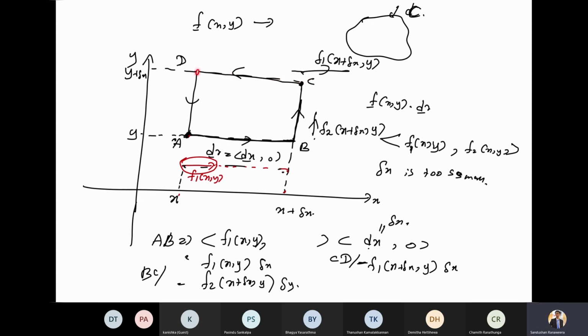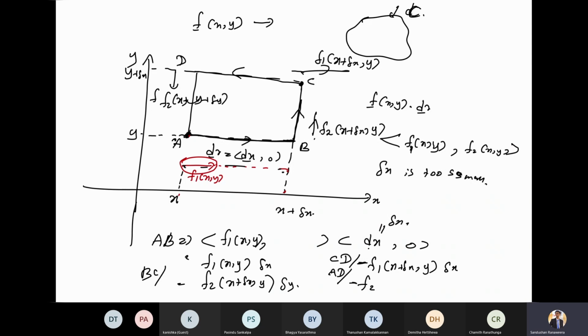Then you come back to your starting point, the AD path. In this direction, you only contribute the component along your y-axis, because you take the dot product with your dr. Now in this direction you have f2(x, y) times delta y, with a minus sign.